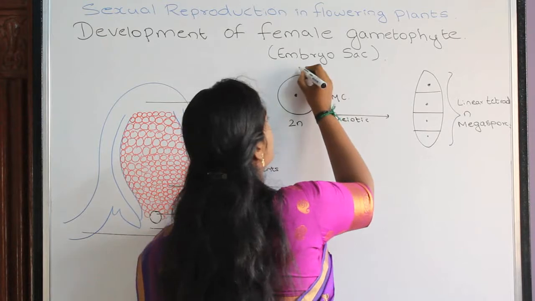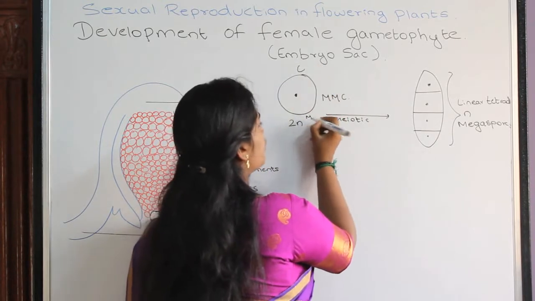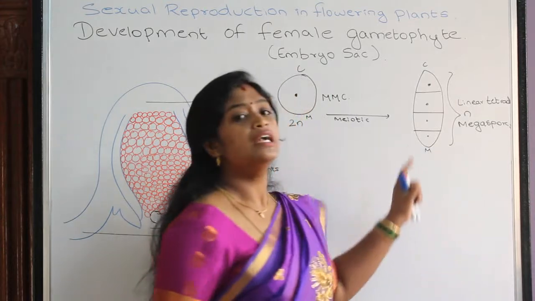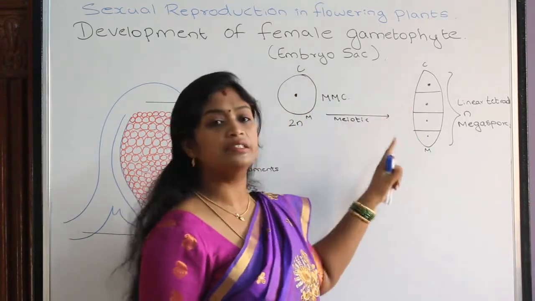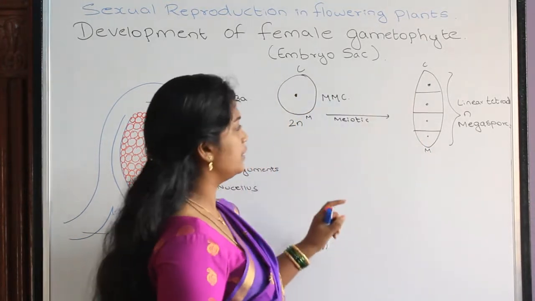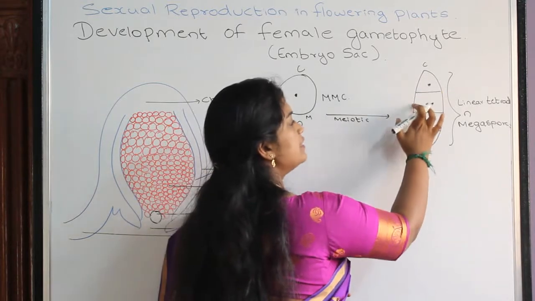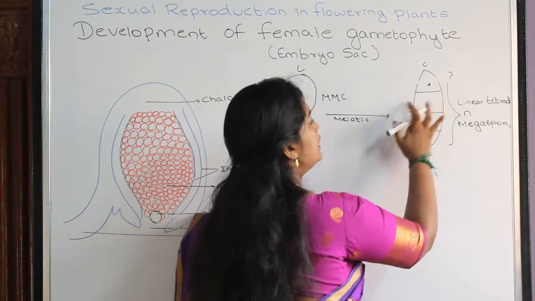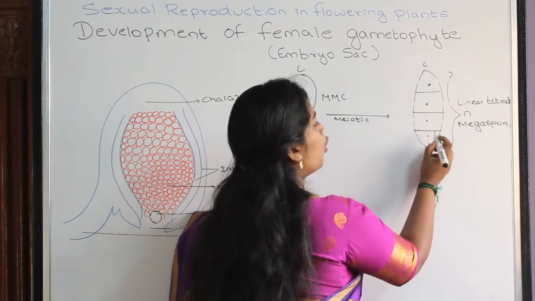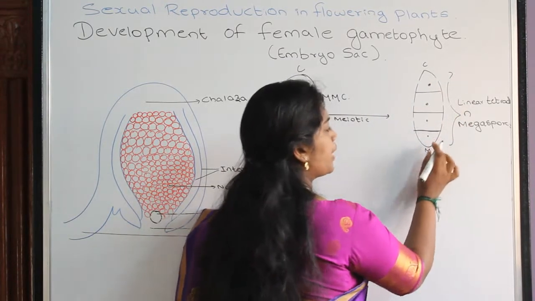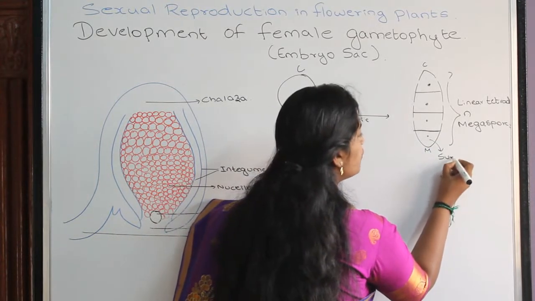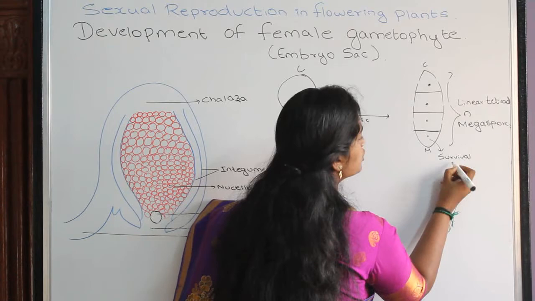This is the chalazal region, this is the micropyle region. Similarly, this is the chalazal region, this is the micropyle region. It is very important to label the chalazal as well as the micropyle region. The 3 haploid cells towards the chalaza degenerate. Only the cell towards the micropyle survives, and this is called the surviving megaspore.